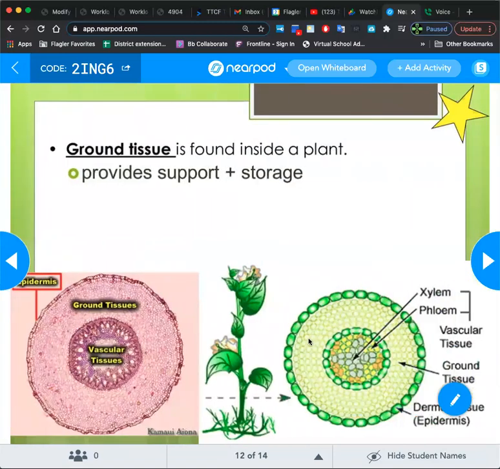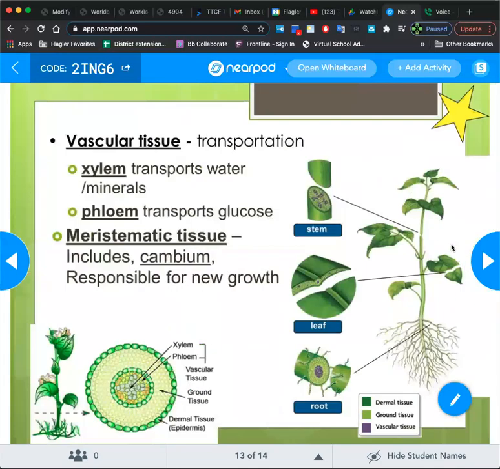And then the next layer in, so this is kind of the middle, not the very center, is your ground tissue. This is for support and storage. And then the very center, where a lot of the plants get their name, is vascular tissue. Remember, we have vascular and non-vascular plants. The reason they're vascular plants is because this allows them to grow up taller, because they have two different tubes in the plant for transportation. You have the xylem, which transports minerals and water up the plant, and then the phloem, which transports glucose or sugar or photosynthetic materials, whatever you want to call it, down the plant.